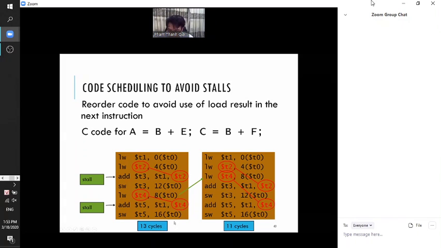Anyone know why it's 13 cycles? What is the idea of the pipeline? What is the minimum number of cycles when the computer runs a group of instructions? What is the minimum in parallel systems? How many cycles are required for running just a set of instructions? Anyone know?